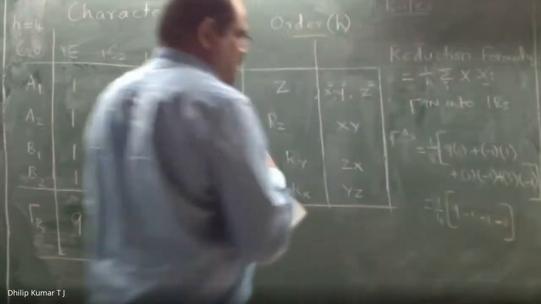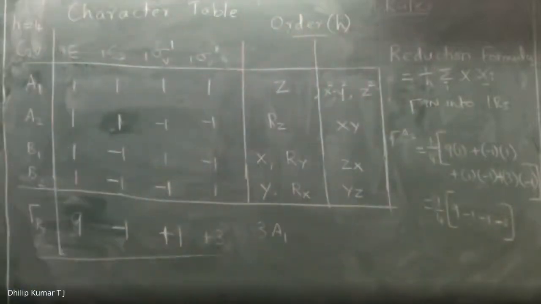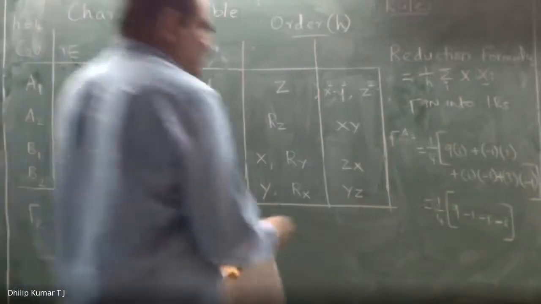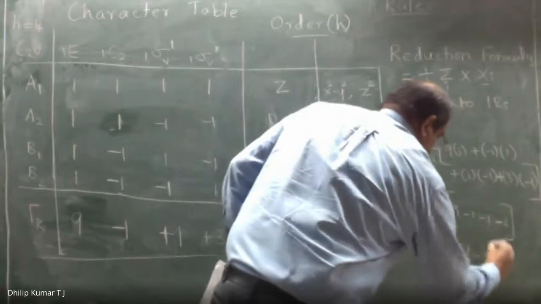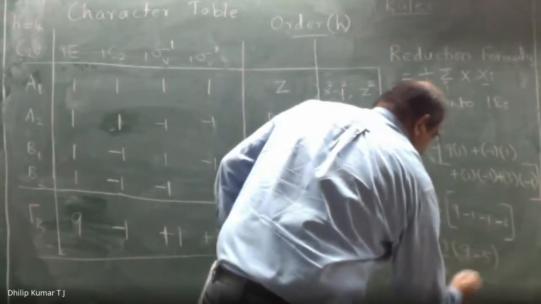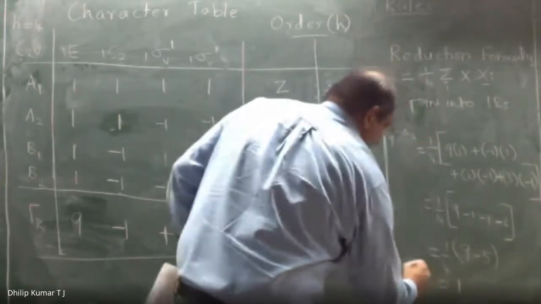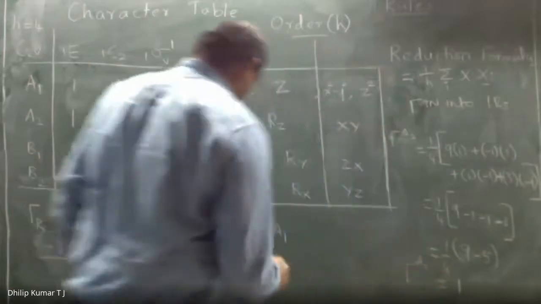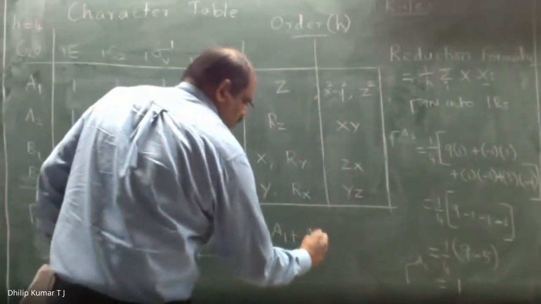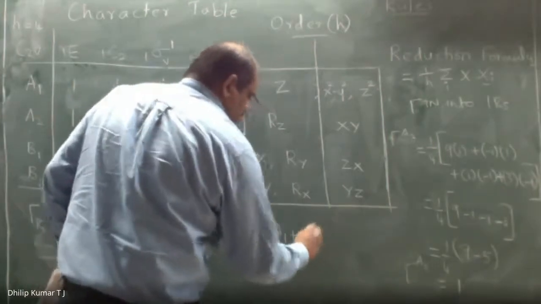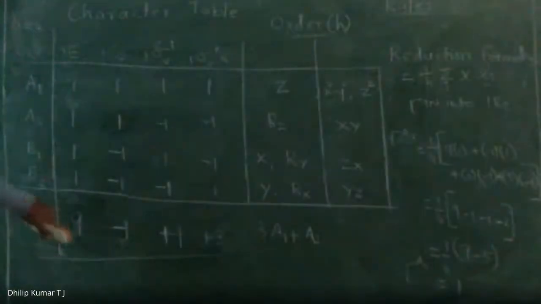Okay, so is it correct? Minus how much was it? Minus 5. So it is 9 minus 5 by 4. So this is 1. Okay, so I have plus 1 times A2. What I'm trying to do with the reduction formula is splitting into various irreducible representations.